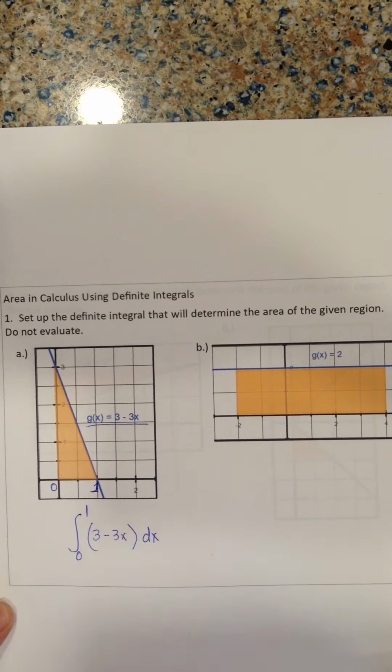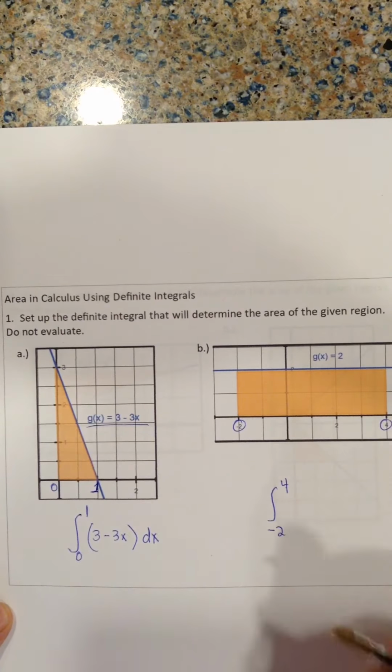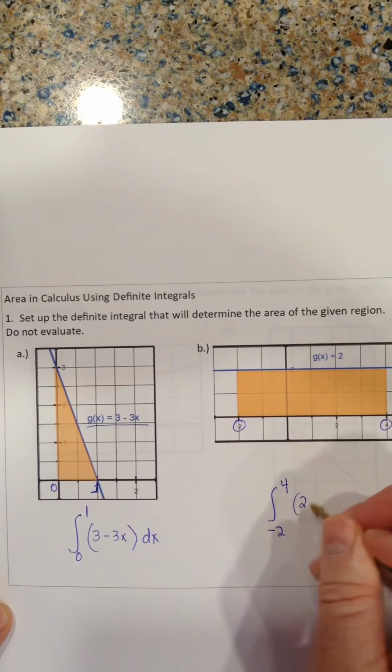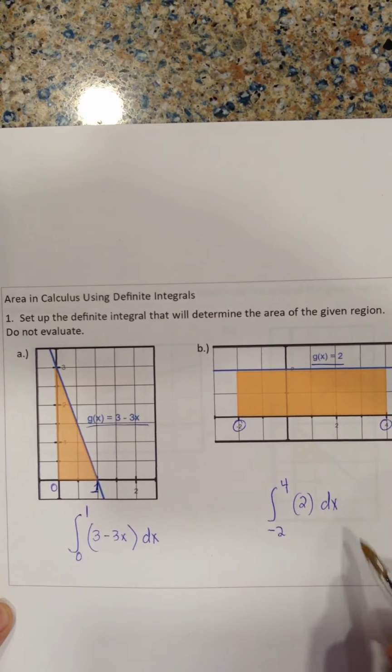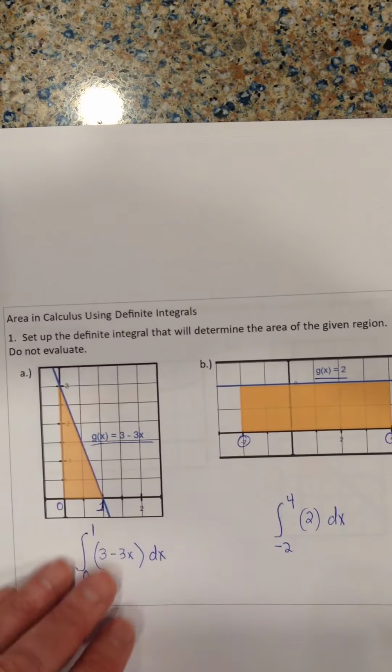So I'm looking at problem B. And this one goes from -2 to 4. Least to greatest, left to right. And the function is just 2 dx. And that dx is crucial because it tells you the antiderivative is with respect to the variable x. So let's look at another problem.